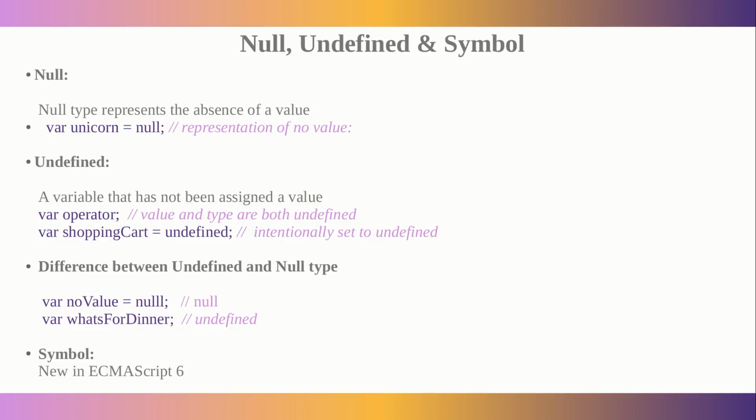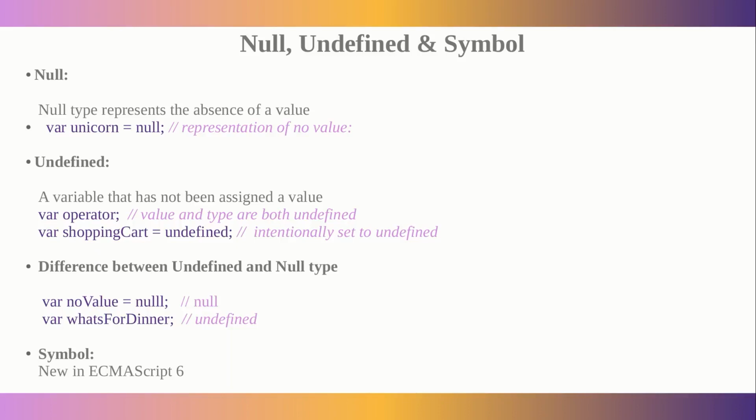Now, in JavaScript, null represents the absence of a value. That is, null refers to nothing. This can be a bit confusing. So take, for example, the English word nothing, which refers to the absence of something. If someone were to ask you what's in an empty box, you might say nothing. Similarly, the null data type is assigned as a value to a variable to represent no value.